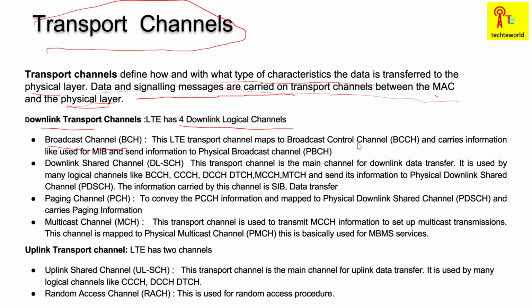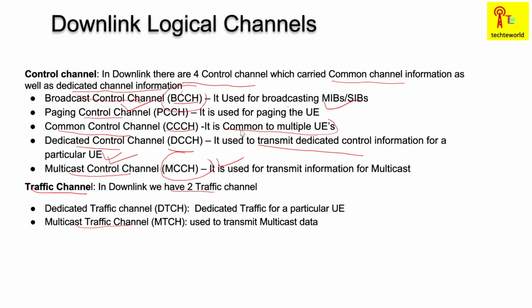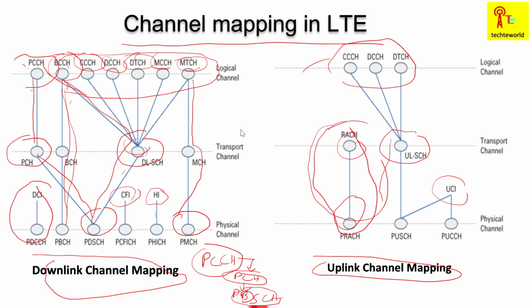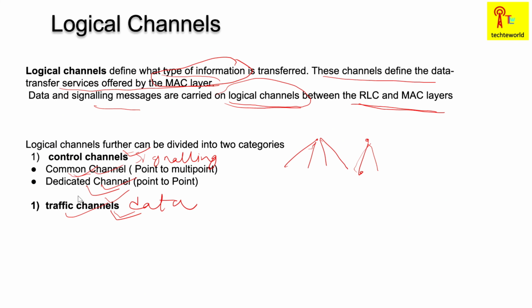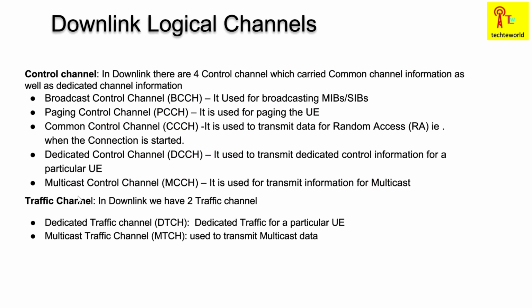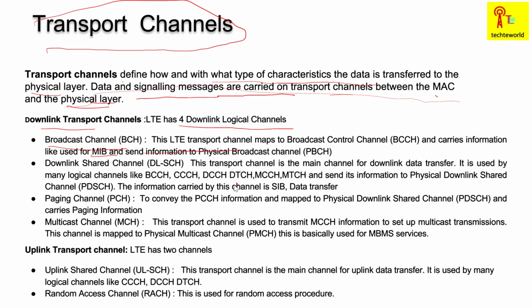It basically carries the information used for the MIB and sends it to the PBCH. So if you see here, BCCH is mapped to what? PBCH. So whatever information is carried by BCH will be transmitted to PBCH. So this is what is told here.